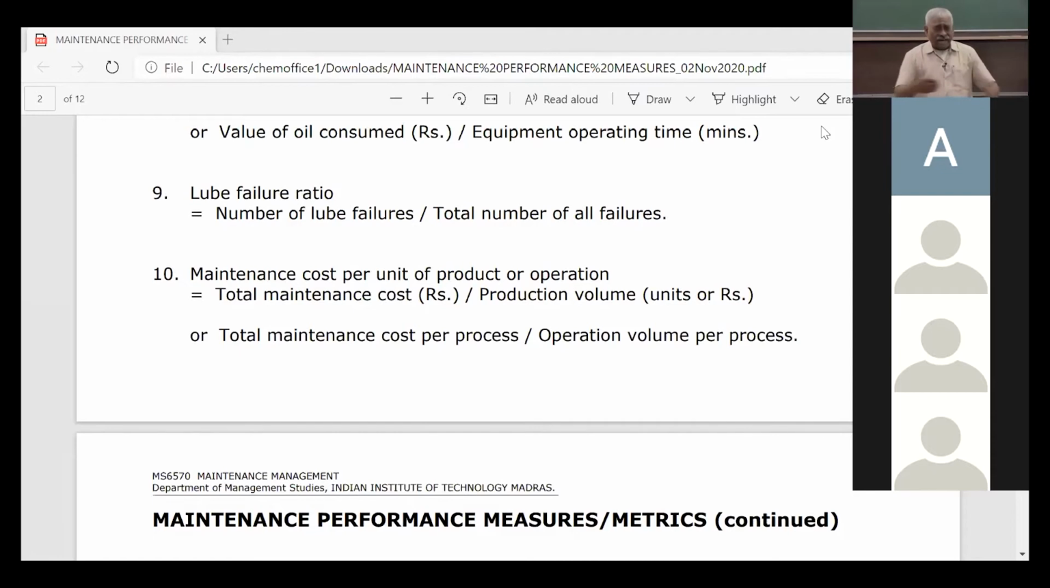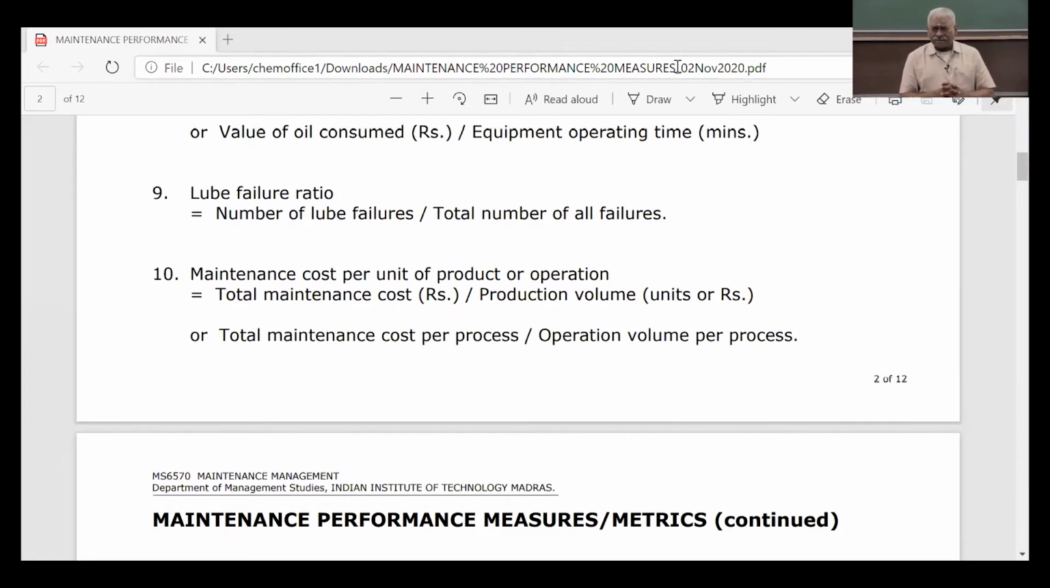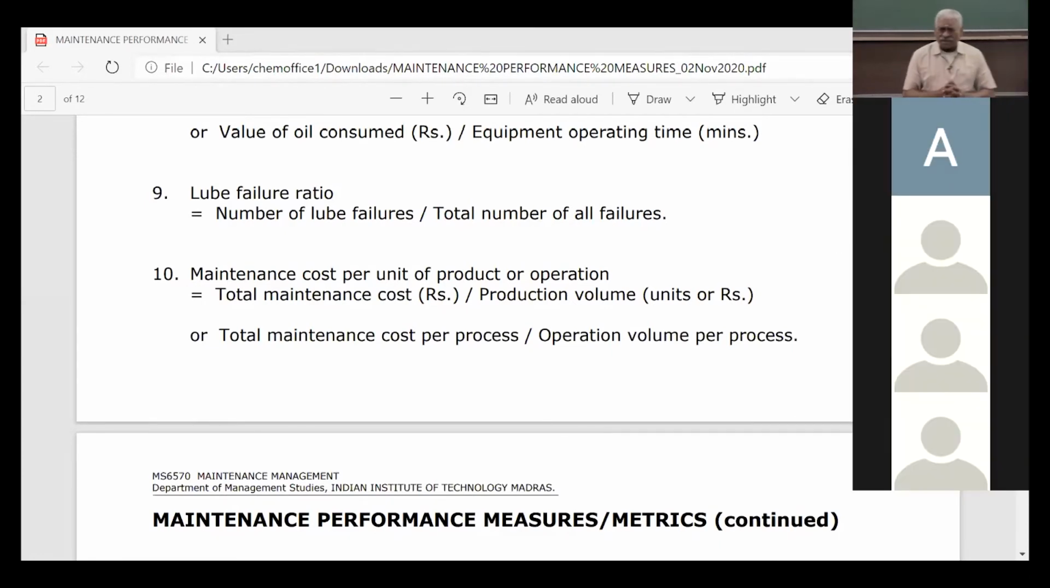You really need a checklist to look at all the possible combinations. We're not working with checklists here. So have you understood this 10th measure, maintenance cost per unit of product or operation? Yes, sir. Can we say before achieving break-even point, total cost will be greater than total sales? Total maintenance cost, are you saying? Yes, sir. In fact, the answer was in your question.